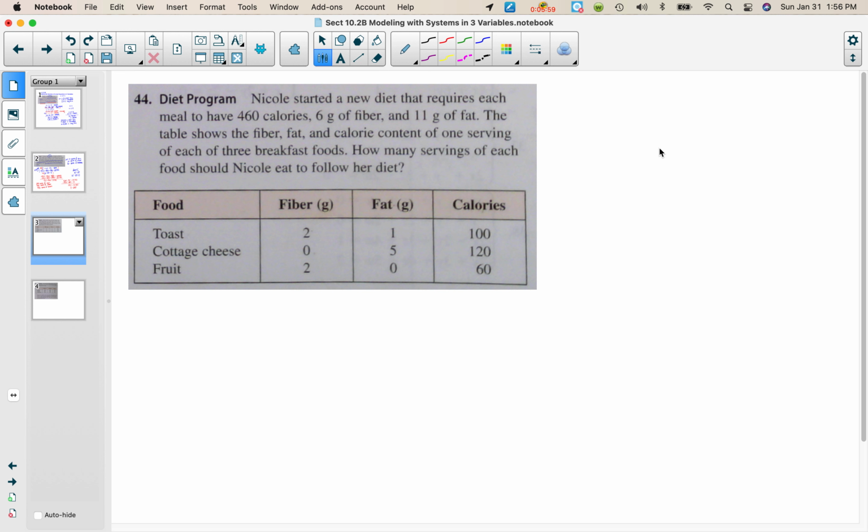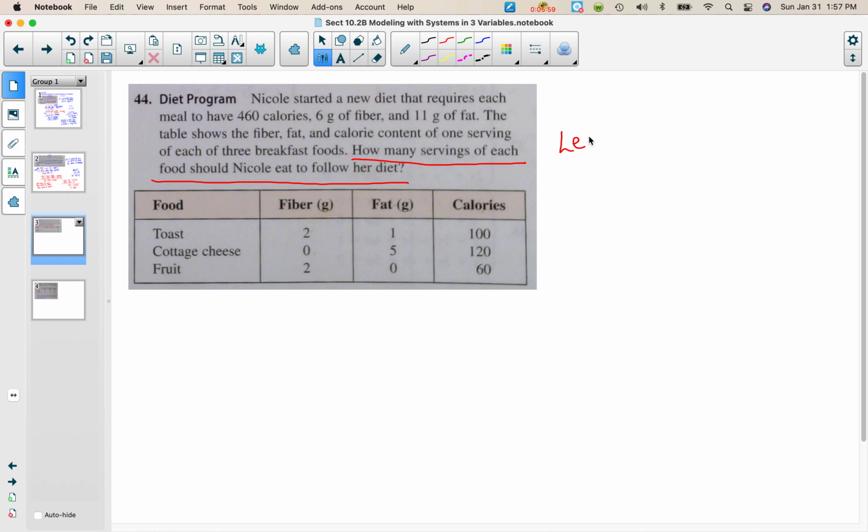Okay, next, Nicole started a new diet that requires each meal to have 460 calories, 6 grams of fiber, and 11 grams of fat. The table shows the fiber, fat, and calorie content of one serving of each of 3 breakfast foods. How many servings of each food should Nicole eat to follow her diet? Notice that our variables are not going to be fiber, fat, and calories, because it's how many servings of each food. So it's the toast, the cottage cheese, and the fruit.